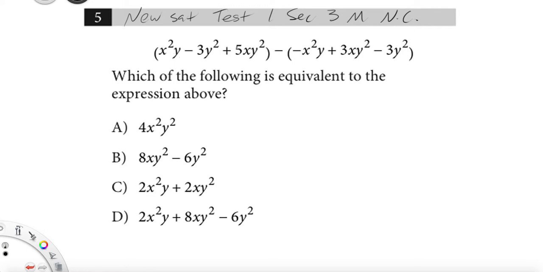(x squared y minus 3y squared plus 5xy squared) quantity minus (negative x squared y plus 3xy squared minus 3y squared) quantity. Okay, so at first glance that looks a little bit complicated, but what you might notice is that you have what are called like terms.